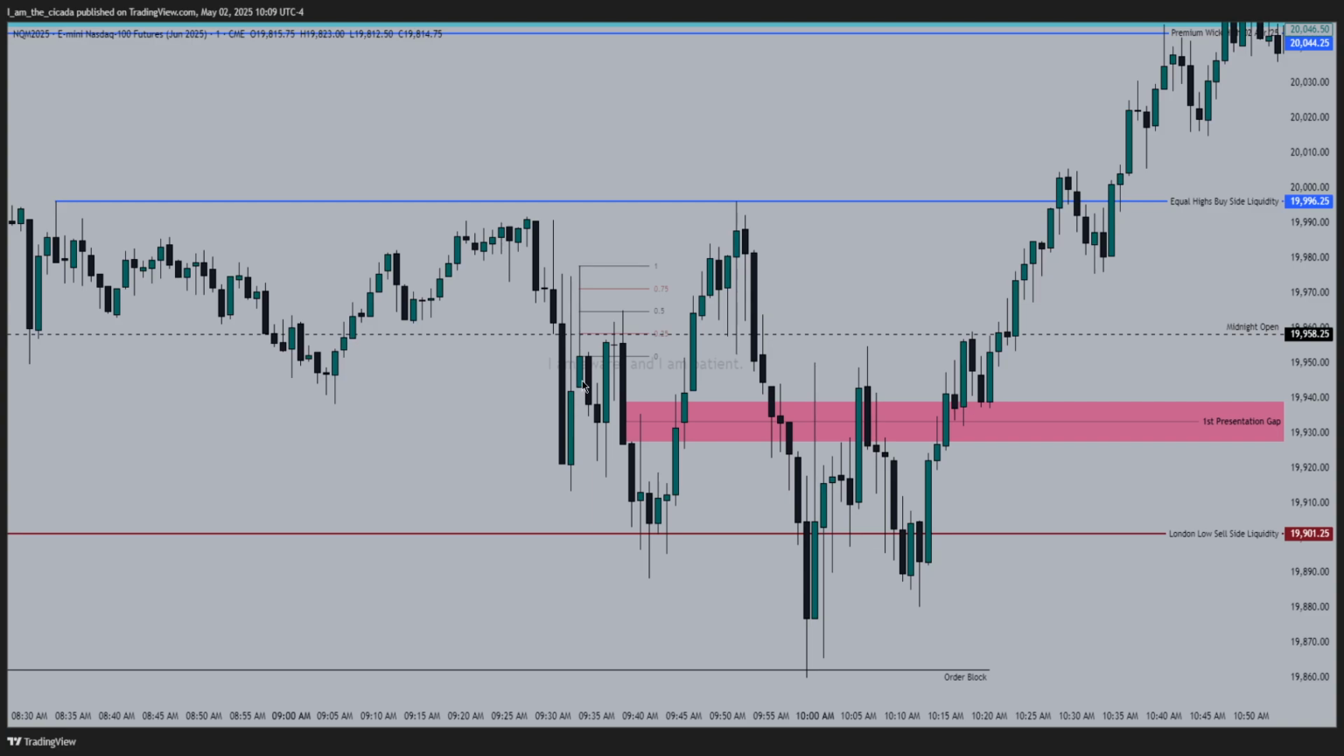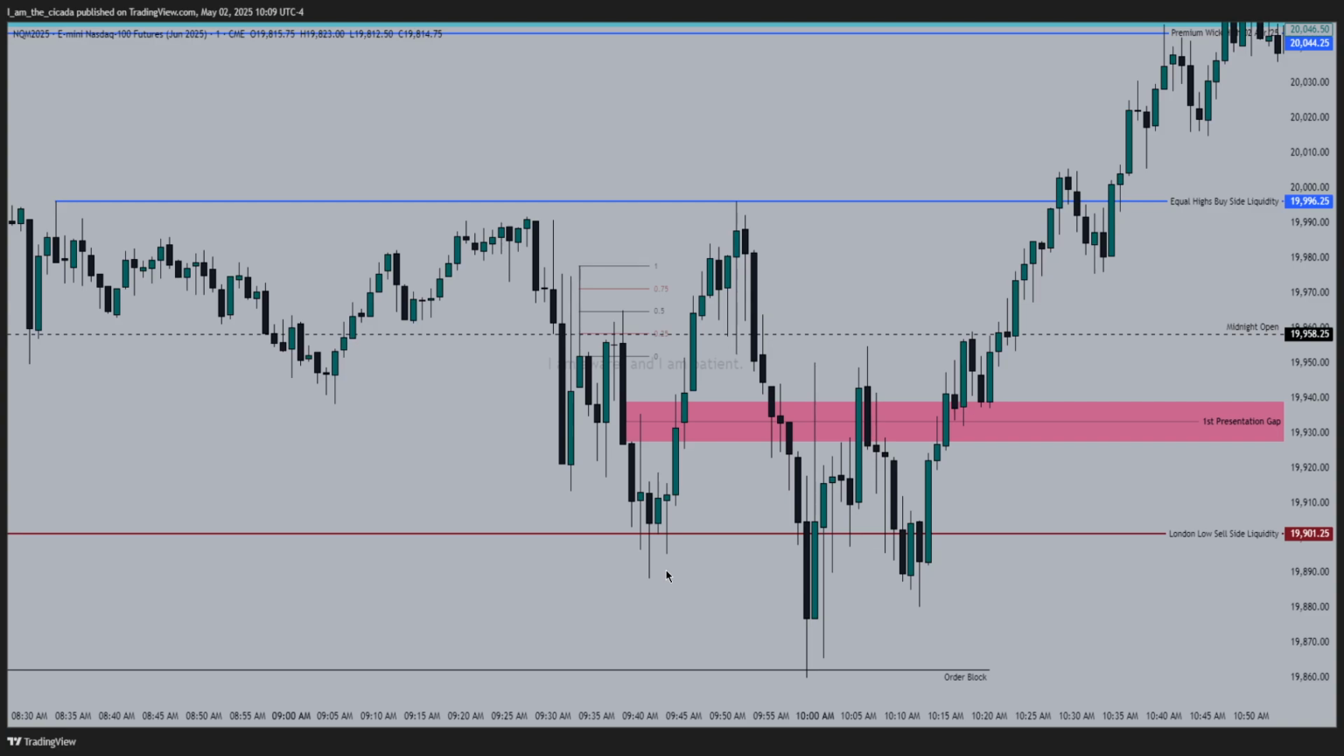Price rallies higher once more, creates this big wick here, price breaks down once more, and then one more rally, touching the consequent encroachment of this wick, which is the midpoint. Then from there it runs lower, giving us our first presentation gap. From there, we can see that price runs London low sell-side liquidity.